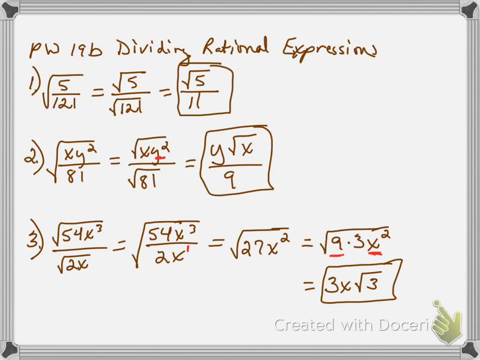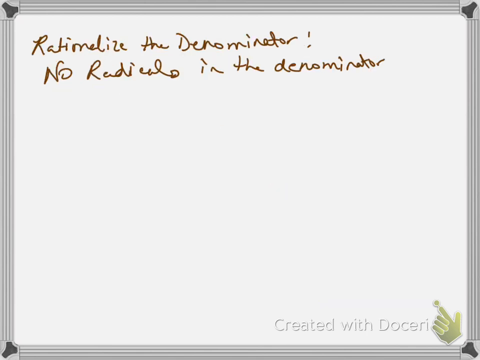So you just go back, see number 1, number 2, and number 3, our answers, right? There's no radical in the denominator. There's no radical in the denominator. Right? Here, we don't have anything in the denominator. For number 3, okay? So we do not want a radical in the denominator. That's what we want.